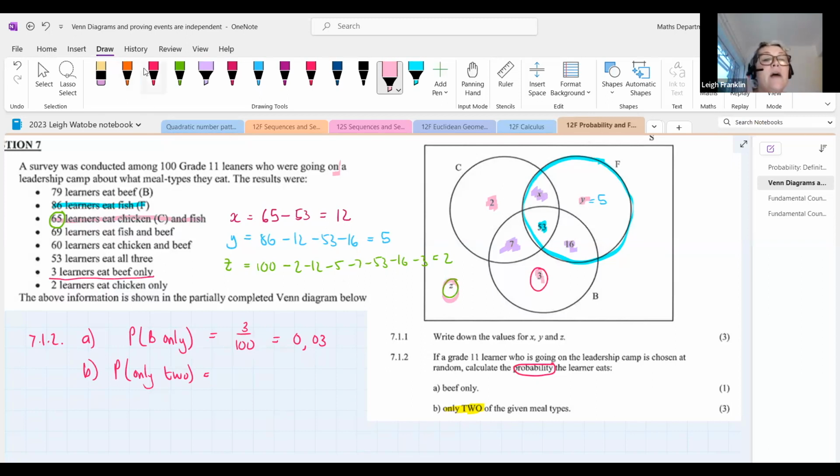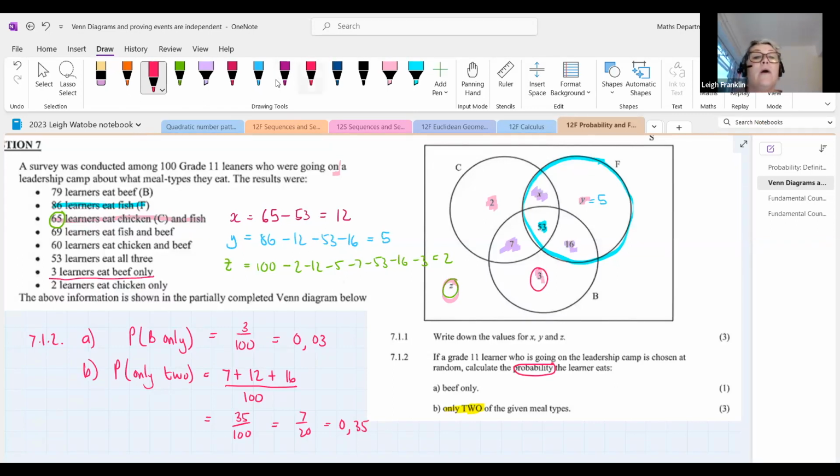So when we want to calculate the probability of eating 2, we would say 7 plus x, which was 12, plus 16 over 100. And that's why we get 35 over 100, which is 7 over 20. Or if you want to write it as a decimal, you're more than welcome to do that as well. Okay, not a problem.